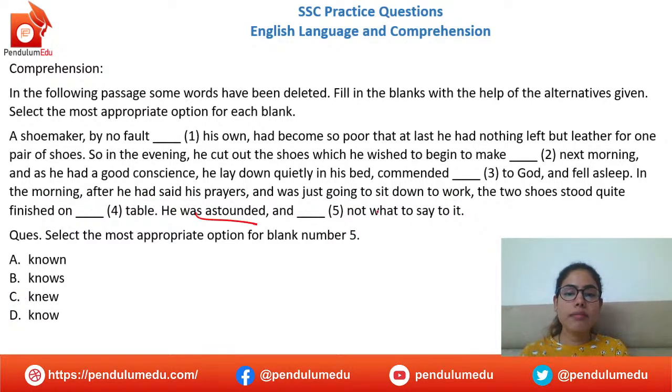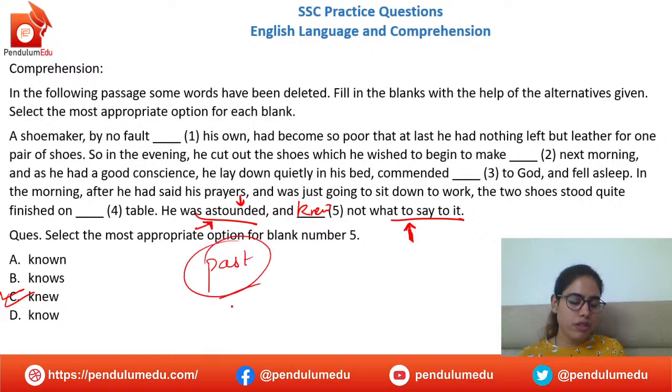He was astounded and blank not what to say. Astounded means he was surprised to see it and he did not know what to say. So he and blank not what to say. No one knows, no. He was astounded, meaning shocked. And yes, knew not. Why past? Because it is was, knew not what to say. It is in the past, so knew not what to say. That's absolutely right. Tarun, Ashish, Devesh, that's correct. Sanjeev. Knew, because we have the form in past, so we will be using the past form.